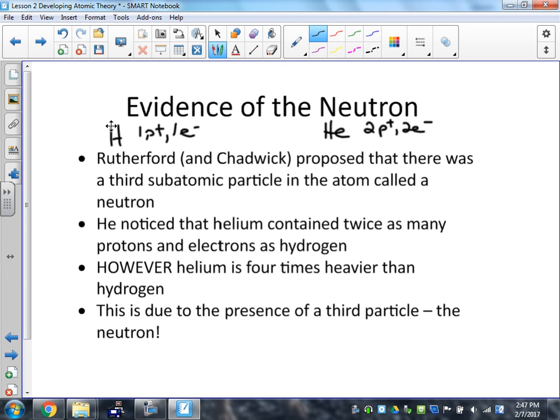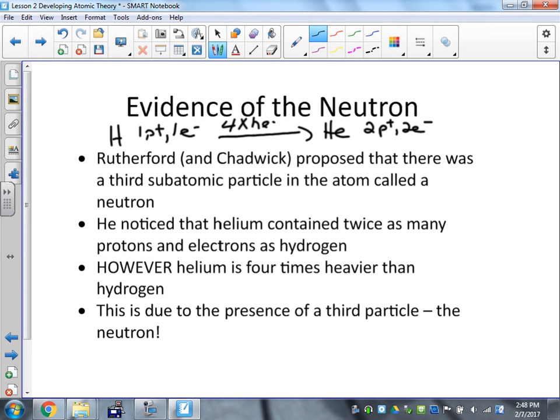However, helium is 4 times heavier than hydrogen. So how? That is 4 times heavier than that. But yet there's only an extra proton and an extra electron. So how is that possible? And the answer is, of course, it is due to the number of neutrons, okay? So hydrogen, how many neutrons does hydrogen have?